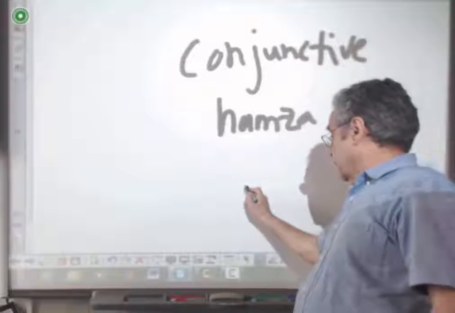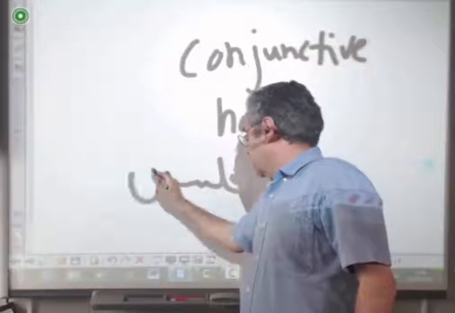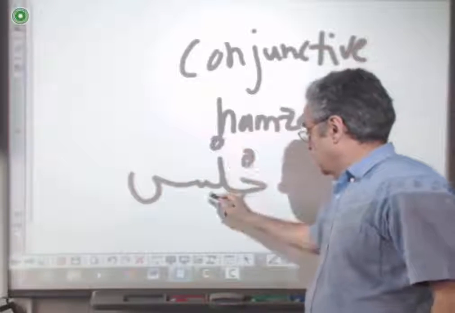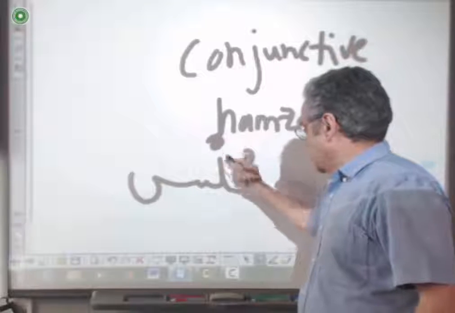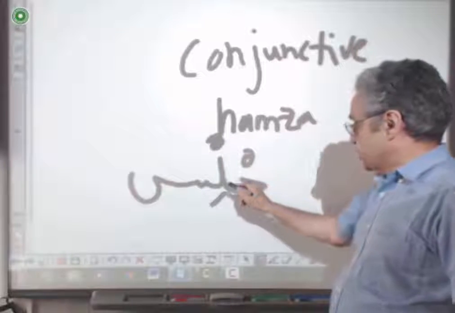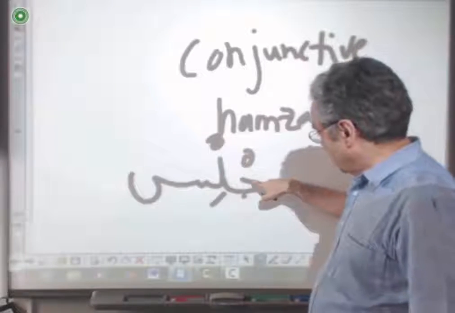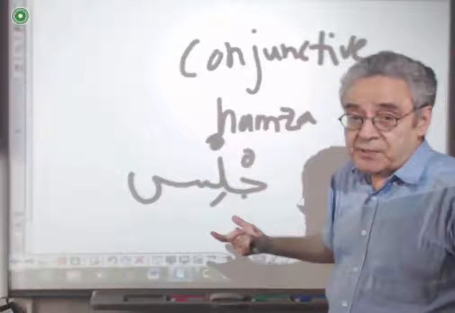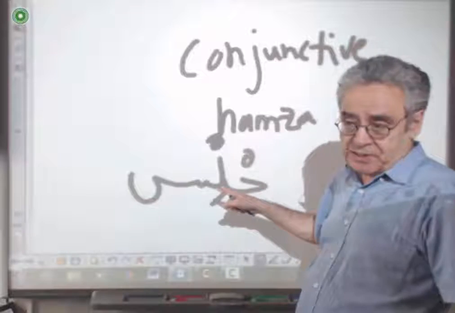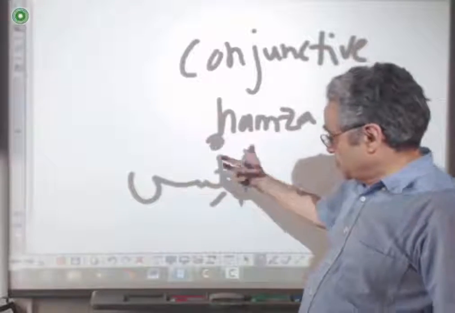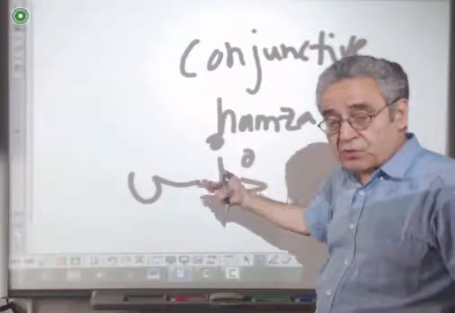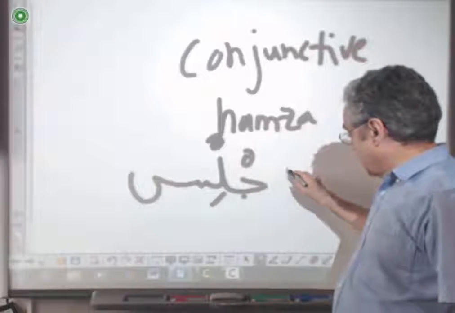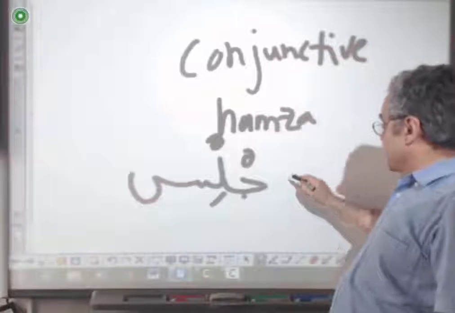Or if I take, for example, this word, if I would say sit down, so you can see here jlis. We have the jim and lam, two consonants together. The Arabs cannot pronounce jlis. So to solve these phonetic problems, they said we can put what you call the conjunctive hamza.